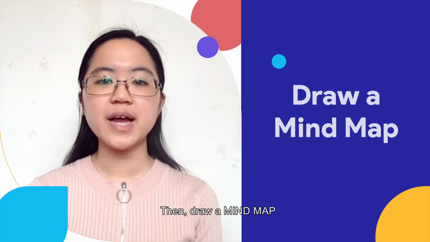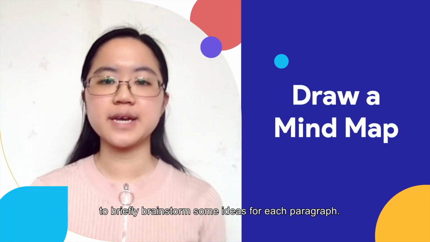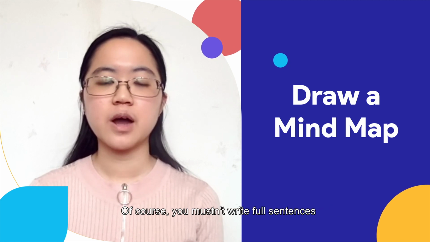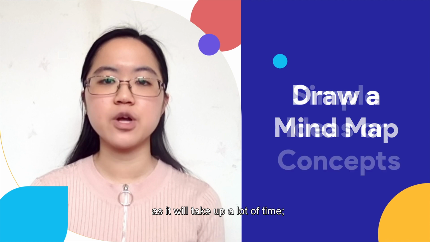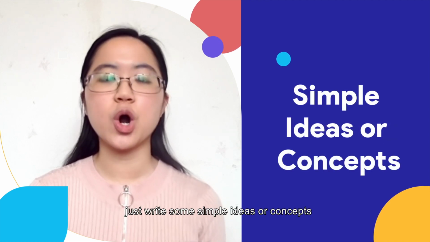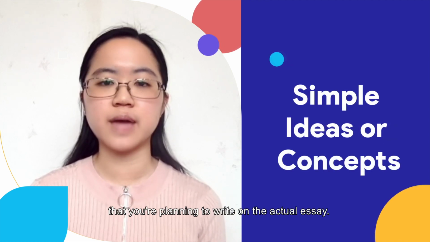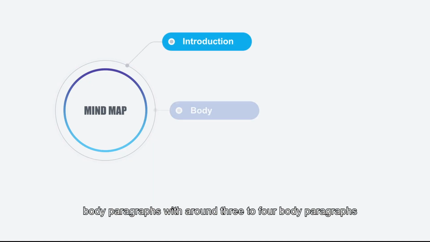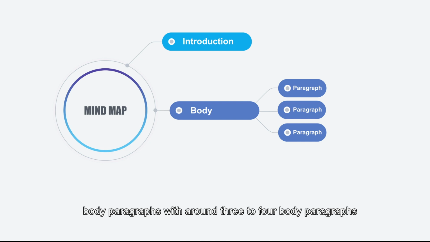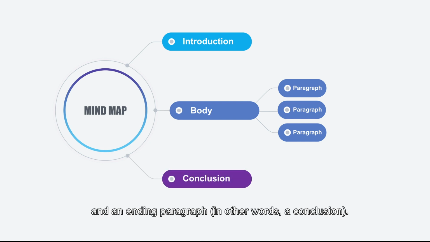Then, draw a mind map to briefly brainstorm some ideas for each paragraph. Of course, you mustn't write full sentences as it will take up a lot of time. Just write some simple ideas or concepts that you're planning to write on the actual essay. So everyone knows the format should be introduction, body paragraphs with around 3 to 4 body paragraphs, and an ending paragraph, which in another word, conclusion.